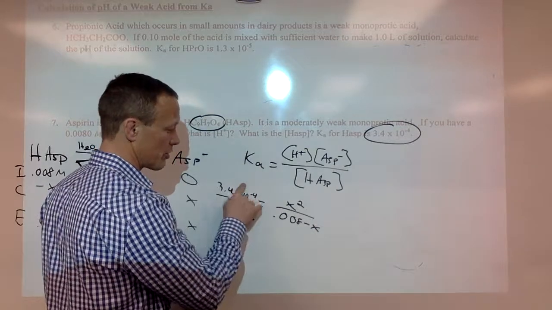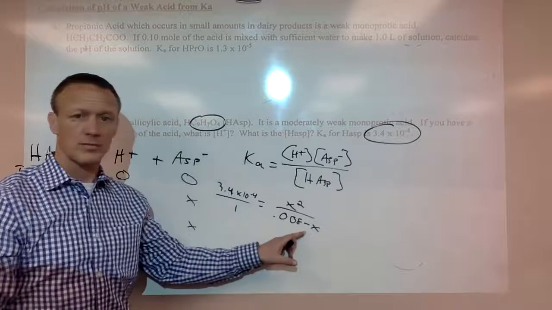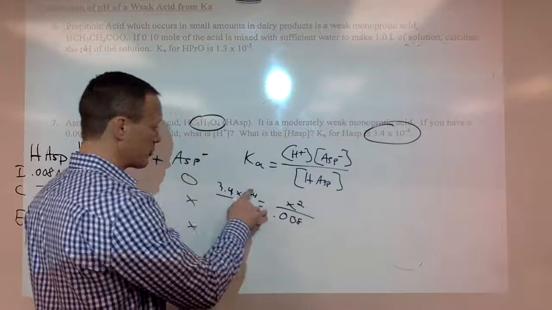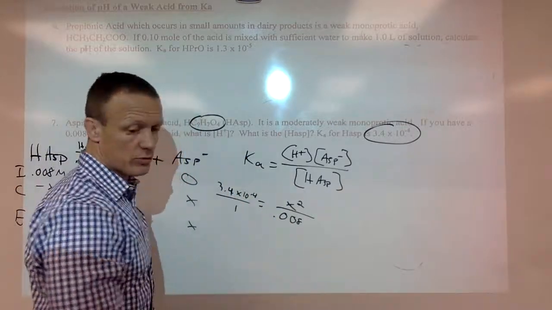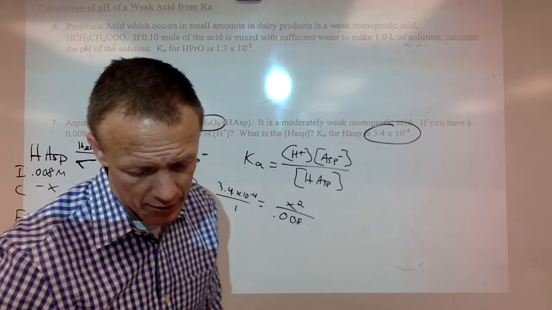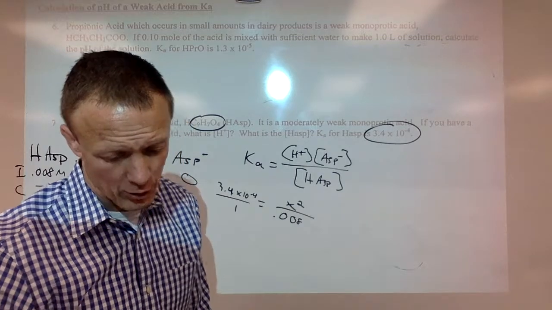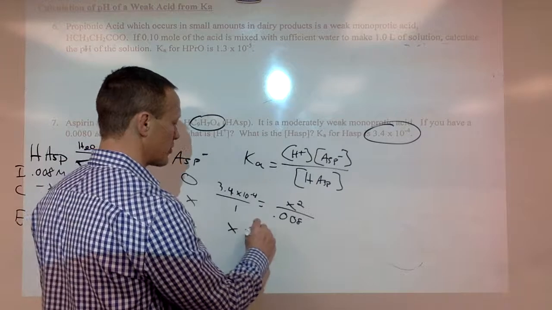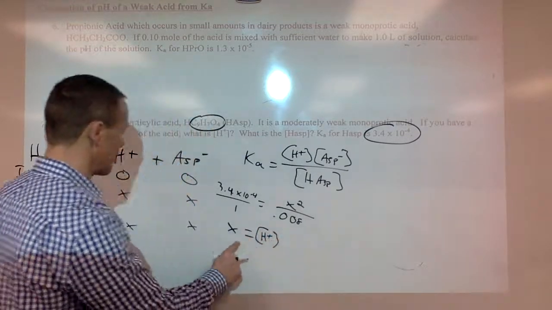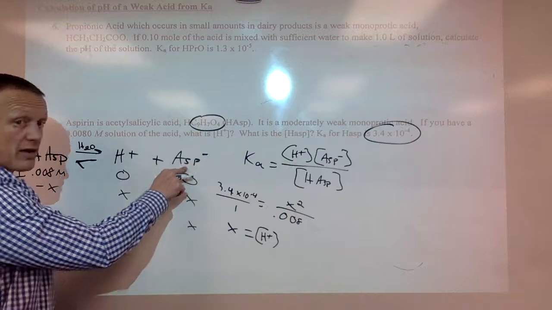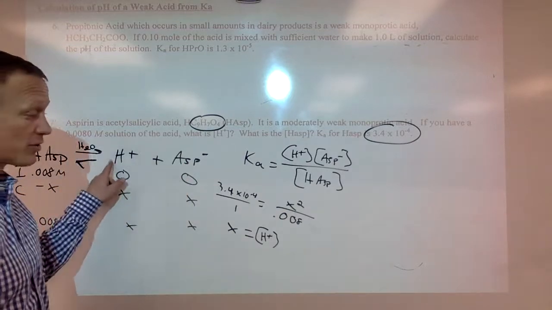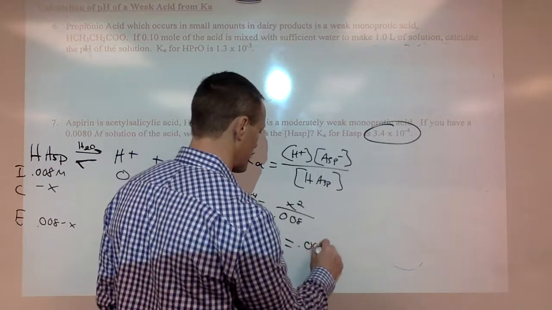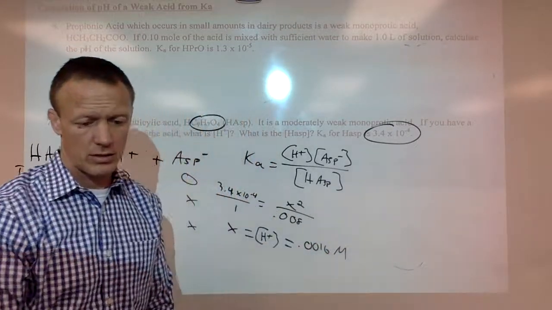Again, I'm going to cross multiply. We can ignore the X. See what we get right here. Cross multiply this times this will equal X squared. Once I cross multiply and take the square root, my X, which is my concentration of H plus ions, remember, the X is our concentration of H plus, it's also that concentration, but to get pH, we want to know this concentration, is 0.0016 molar.